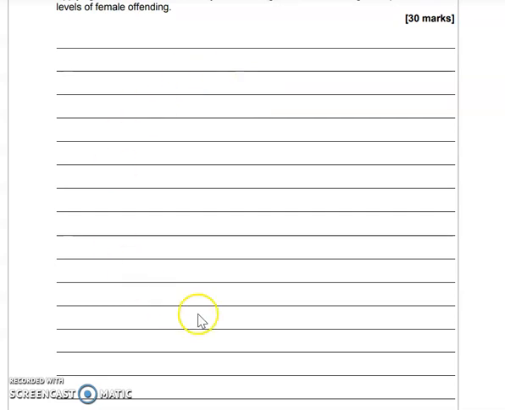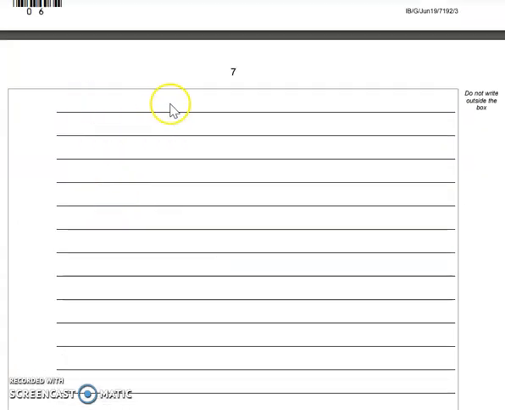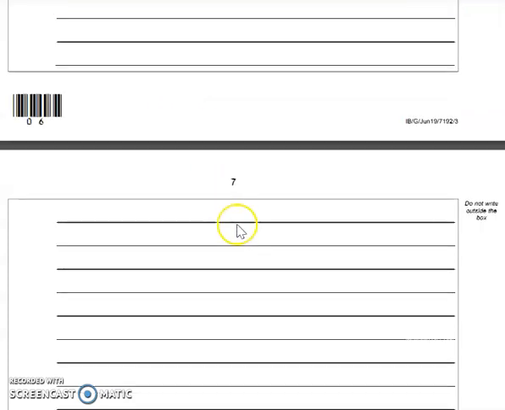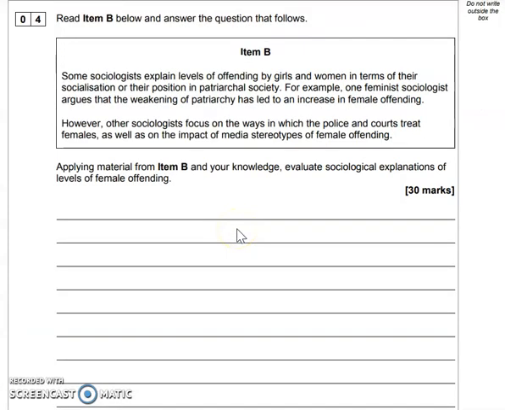I would recommend that you use this space here to do your plan and actually start your answer at the top of the next page, and I've seen that done quite a few times, and that's not a problem. And it's really logical, and it just shows that students are thinking about the questions that they're answering.